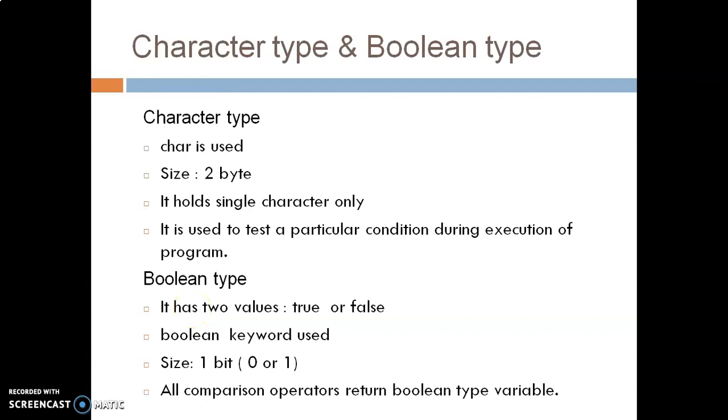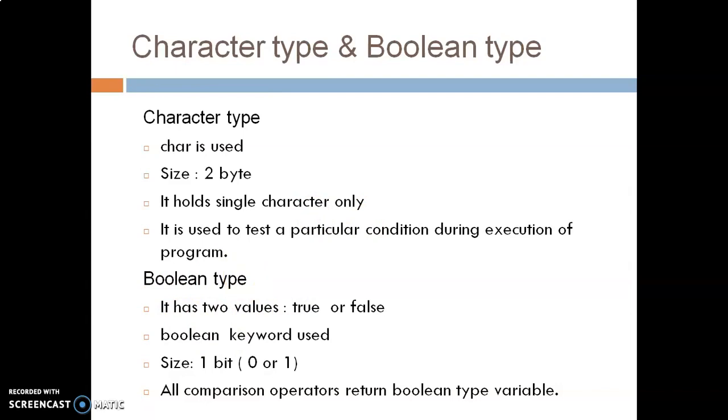Okay. Character and Boolean type. When I am talking about the character, the size is 2 bytes and it holds a single character only, as it is written here. Now about the Boolean type. When I am talking about the Boolean data type, it has only two values, true or false, 1 or 0.